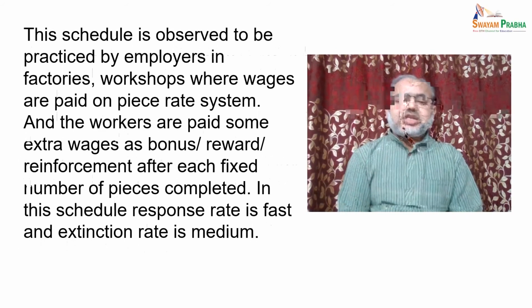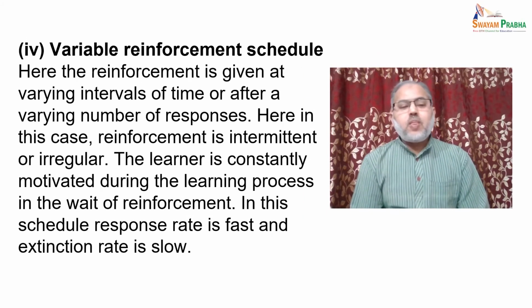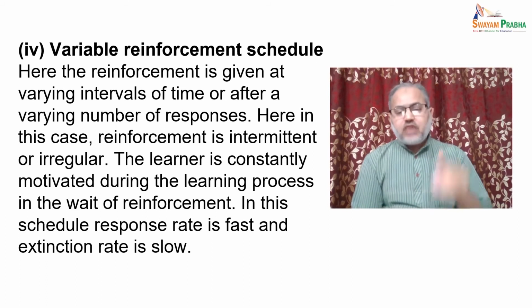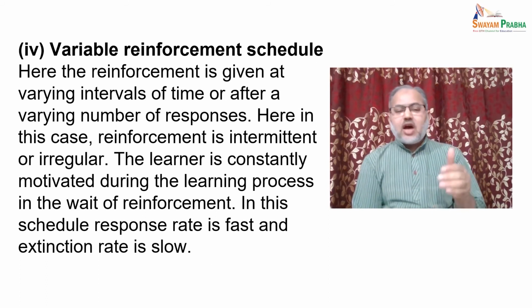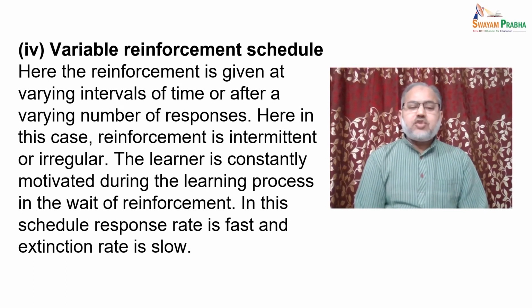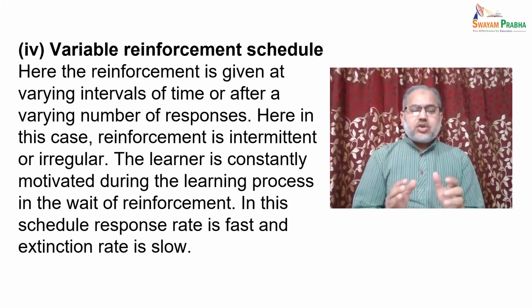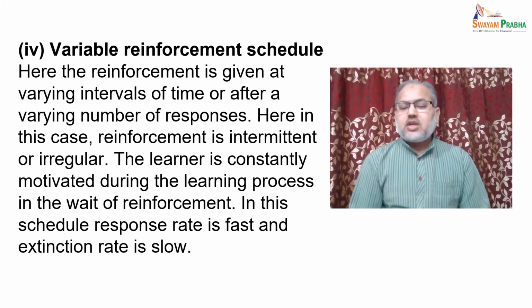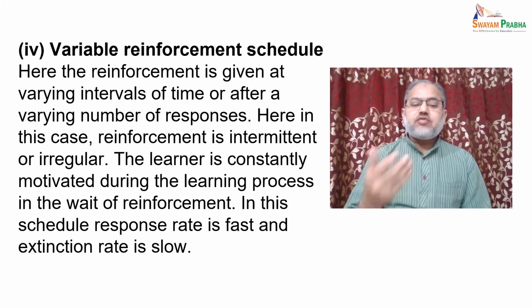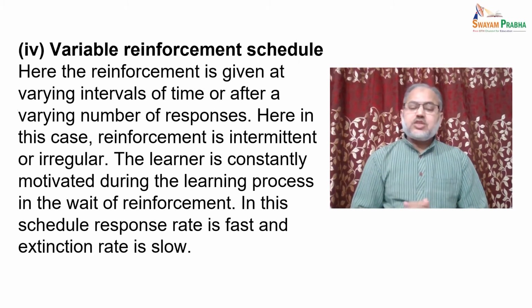The fourth one is variable reinforcement schedule. In this schedule, the reinforcement is given at varying intervals of time or after a varying number of responses. Here in this case, reinforcement is intermittent or irregular. The learner is constantly motivated during the learning process in the wait of reinforcement. In this schedule, response rate is fast and extinction rate is slow.